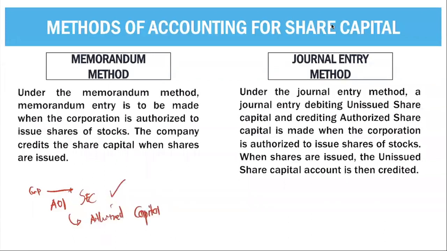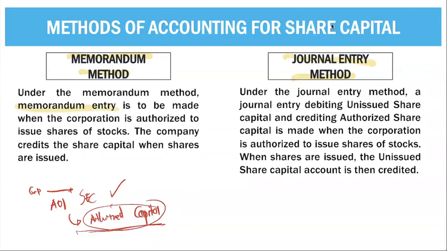Now, once SEC approves of the corporation, how do we account for this authorized capital? There are two methods of accounting for this authorized capital. First is the memorandum method. The second is your journal entry method. So how does your memorandum method work? Your memorandum method works by making a memorandum entry only.